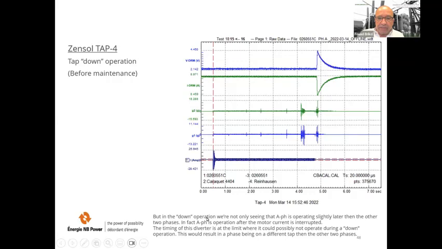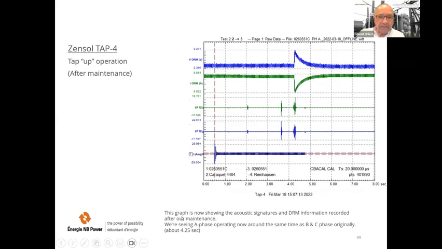But in the down operation, we are not only seeing that A phase is operating slightly later than the other 2 phases. In fact, A phase is operating after the motor current is interrupted. So the timing of this diverter is at the limit where it could possibly not operate during the down operation. This would result in a phase being on a different tap than the other 2 phases.